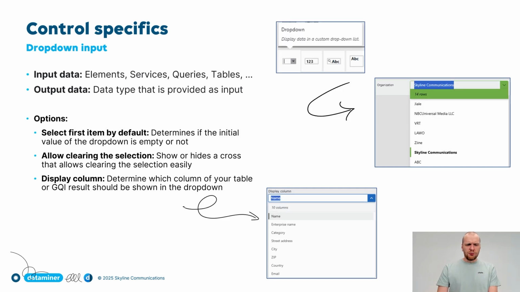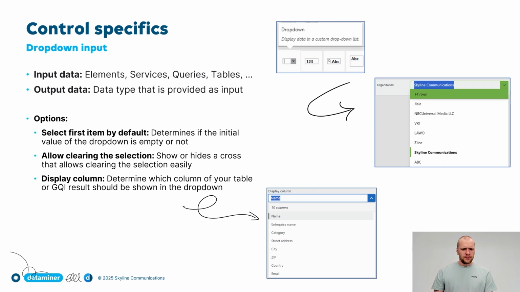Lastly, we have the drop-down input, which is a bit more elaborate. There we see that the drop-down input accepts a lot of different data types. And here we see some DataMiner types: elements, services, GQI queries, tables. The nice thing is that whatever you give as input is also available as output. So if I show a list of elements and I select an element, then we also have that element available as an output.